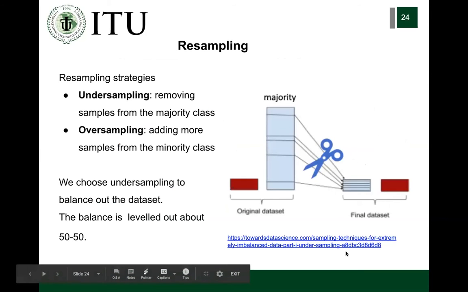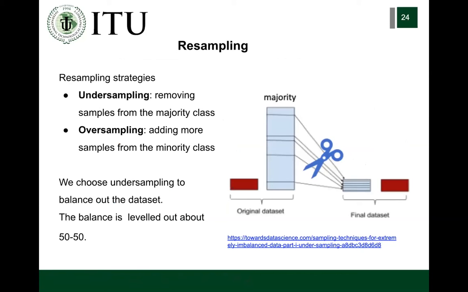To deal with this issue, we do some resampling. There are 2 resampling strategies: the first one is undersampling and the other is oversampling. Since oversampling is likely to cause overfitting, we chose undersampling to balance out the dataset. As a result, the balance is leveled out to about 50-50, with the ratio of majority to minority at 2 to 1.